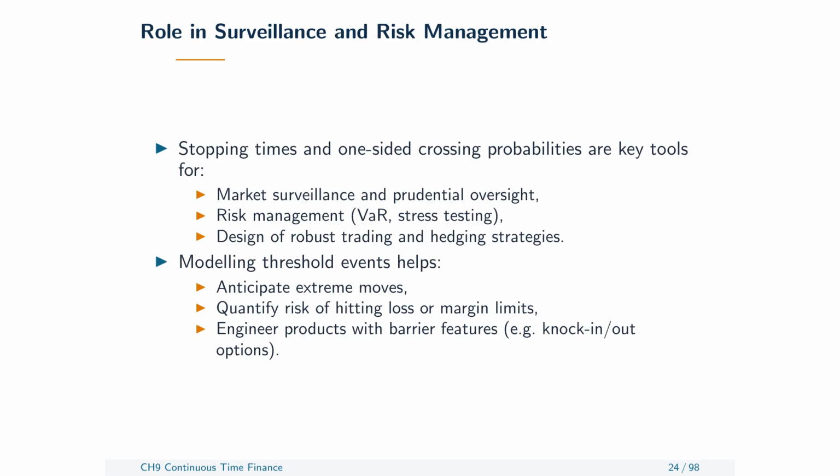Adding non-zero drift changes crossing probabilities asymmetrically. A positive drift makes an upper boundary easier to reach and a lower boundary harder to reach. State-dependent volatility and jumps change the distribution further. Estimating a crossing model therefore requires a defensible process specification. Plugging historical volatility into a standard formula while ignoring model uncertainty can produce unwarranted precision.